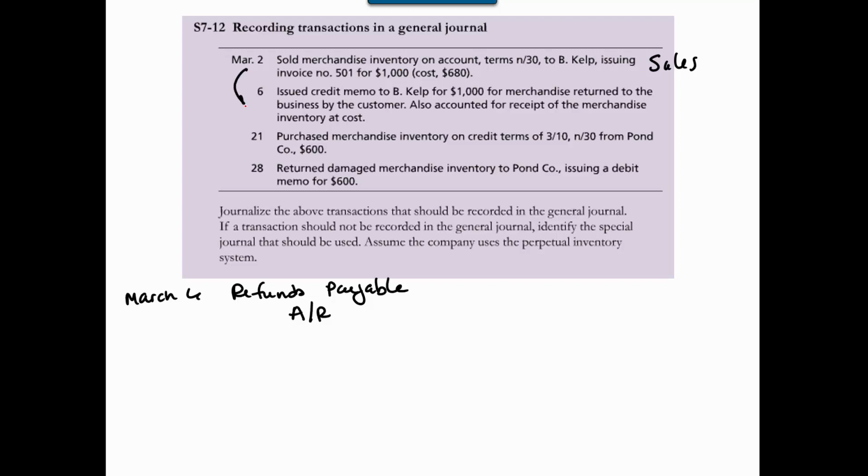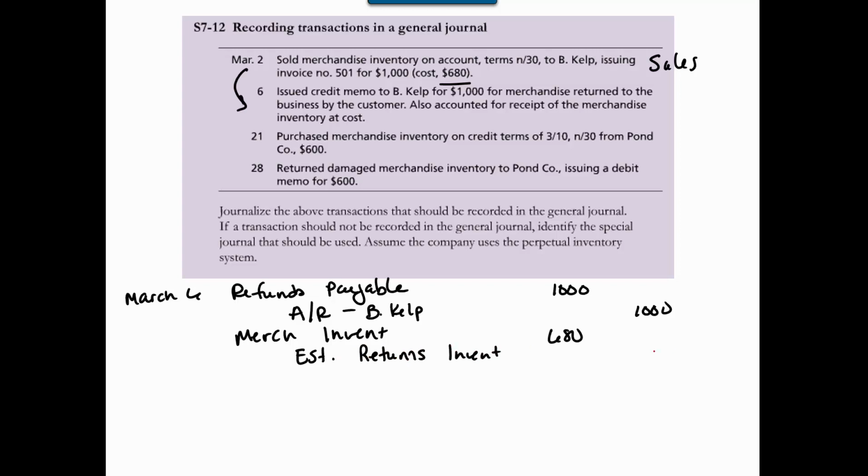So this is actually referring to this transaction right here. I made the sale, and then 4 days later he returned it. So accounts receivable, B Kelp, for the $1,000 that I charged him. And then the other half of the return is the merchandise coming back in. So I debit merchandise inventory, and it said the cost of that was $680. And then I credit estimated returns inventory. And this transaction is exactly what we did in Chapter 5. There's nothing new there. Then on the 21st, I purchased inventory on account, on credit.